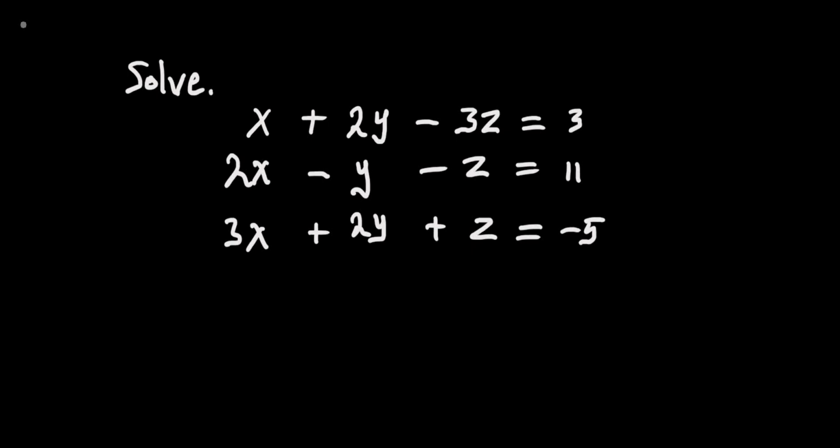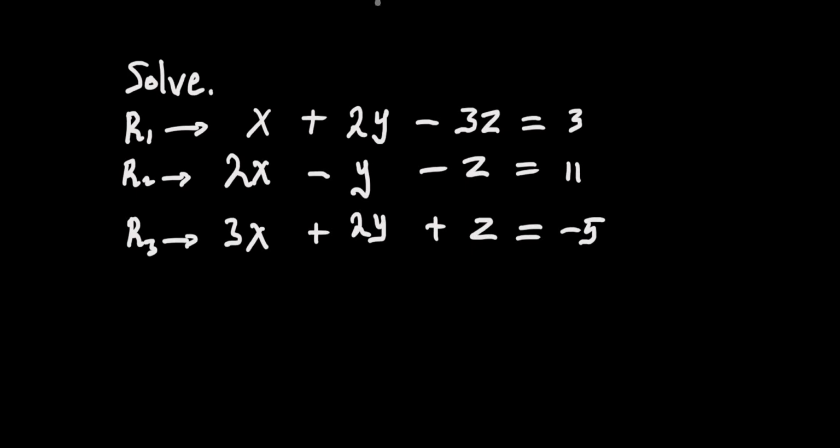To solve this problem, first we are going to extract the coefficients of the variables x, y, and z. Now take note of this. The first equation will be tagged as row 1. Let's just use an arrow to represent row 1. The second equation, row 2. And the third equation as row 3.